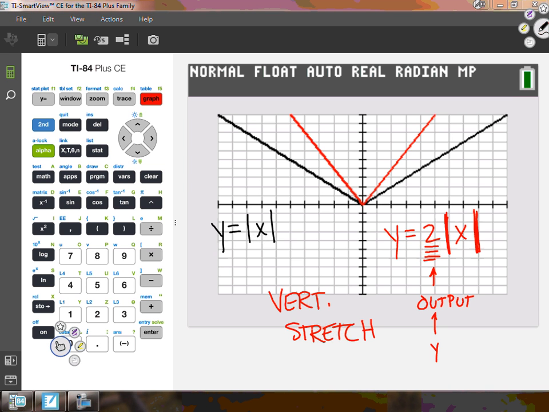For example, right here, the point 3, 3 now lives at 3, 6. The point 1, 1 is now, with 2 times the absolute value, living at 1, 2. So as you can see, all of those y values, 3, 3, 1, 1, are going to be doubled because of the 2 affecting the output. You can see that these y values have been multiplied by 2. That's known as a vertical stretch.